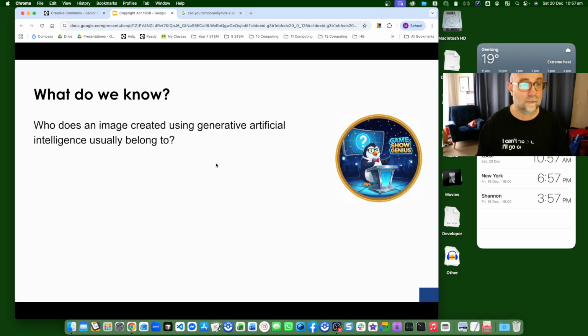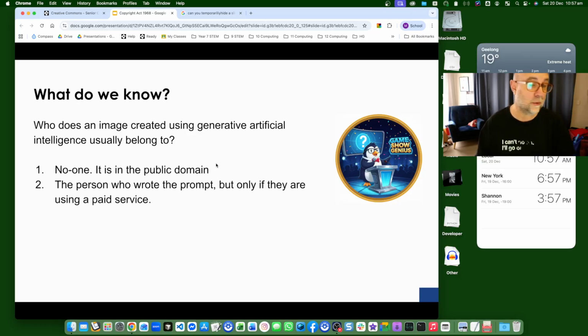So, next one. Who does an image created using generative artificial intelligence usually belong to? It's number 1. It's no one. This little picture of the penguin here, no one owns that. No one else will probably ever use it, but I don't own it.